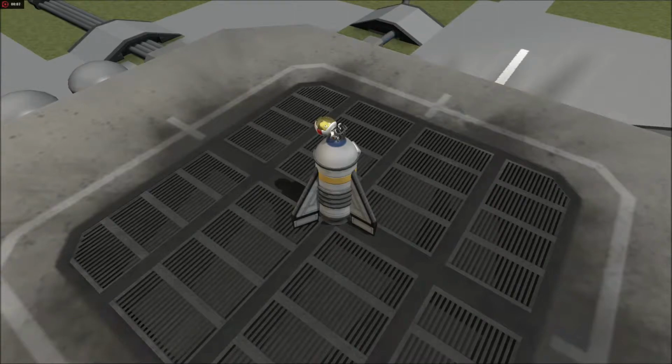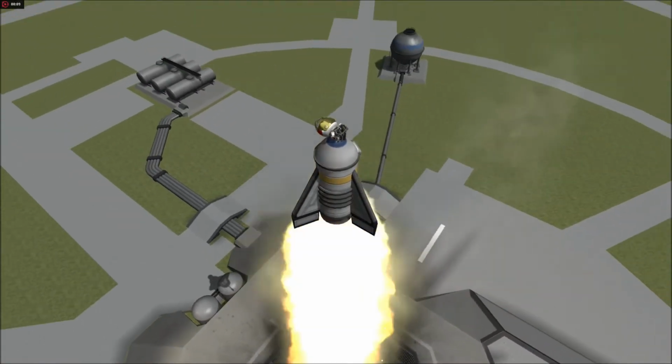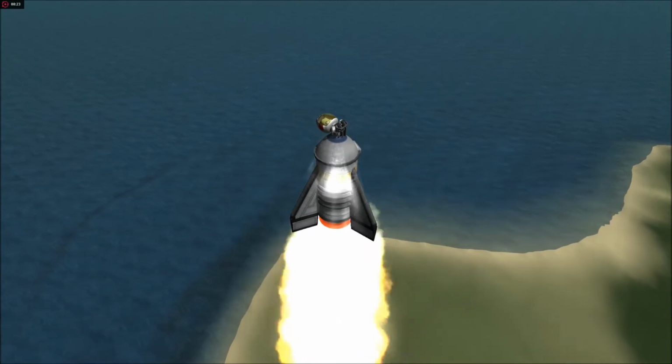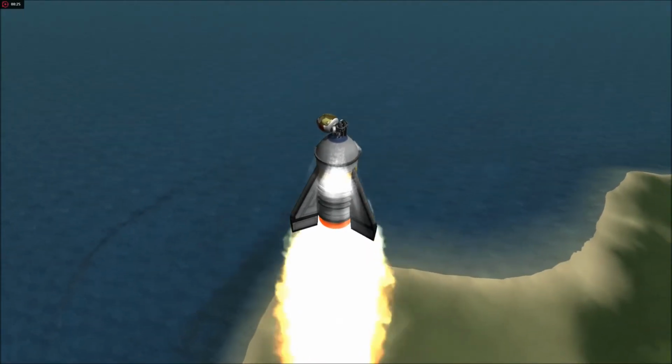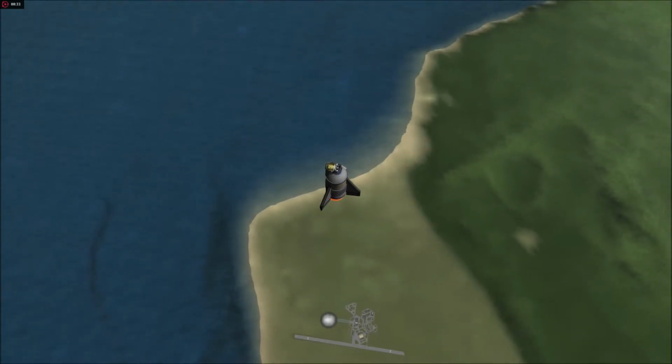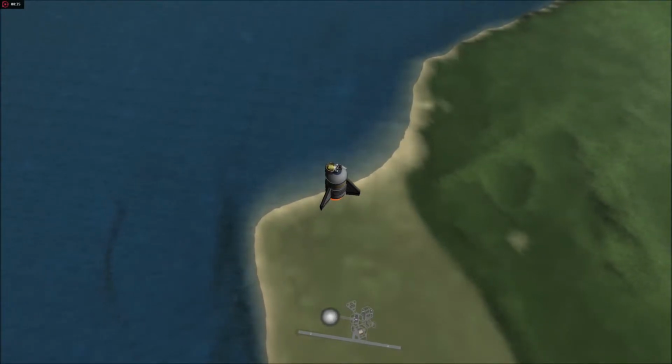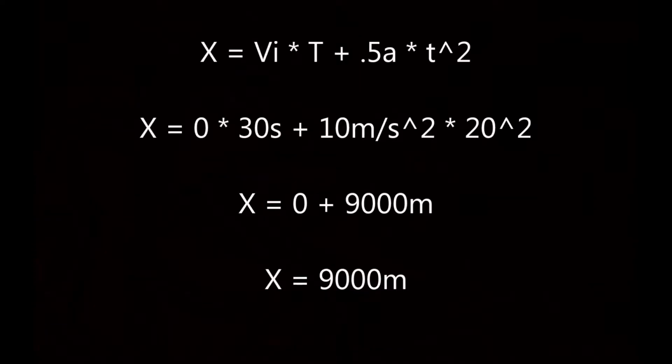For this example, there is a rocket constantly accelerating at a rate of 20 meters per second for a total time of 30 seconds. We wish to find the average velocity of this rocket on its upwards arc. First, we want to bring out the distance equation. The distance equation states that distance equals velocity initial multiplied by time plus 1/2 acceleration multiplied by time squared.